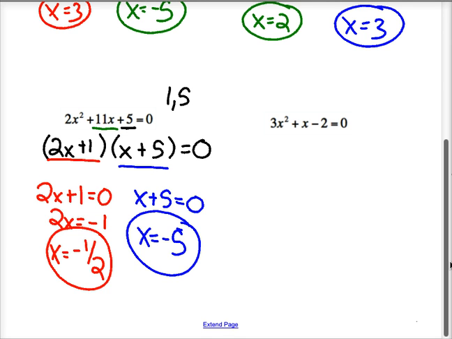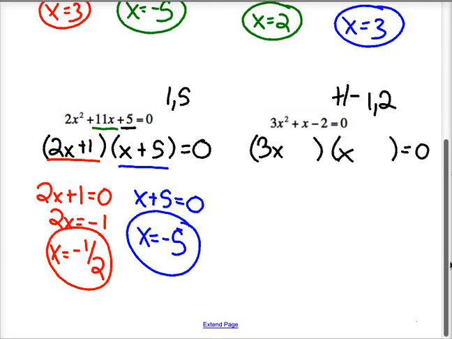And our final example of this note. To get 3x squared in the beginning, that means I'm going to need a 3x and an x. Now to get 2, I need a 1 and a 2. But to multiply it to be negative, it means I need a positive and a negative. All right, so this is going to take some guess and check work, okay?